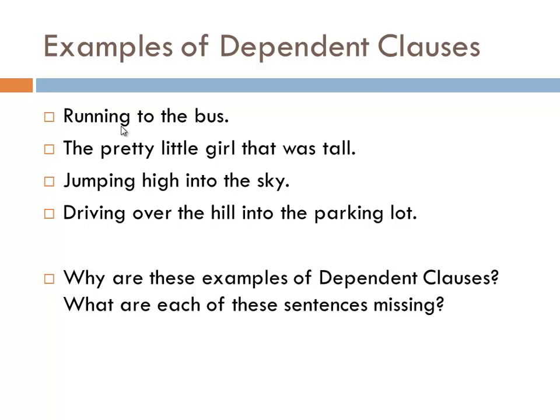Sentence 2, the pretty little girl that was tall. Thinking about this, the pretty little girl. Do I have my subject? Which word out of pretty little girl would be my subject? Hopefully you see that girl is the subject of the sentence, and pretty and little describe the girl, and these are considered adjectives. That was tall. Well, where's my verb?